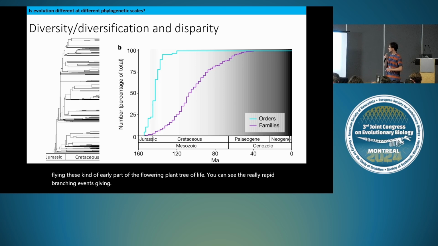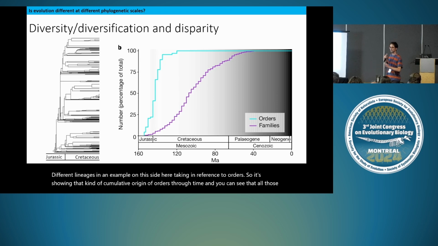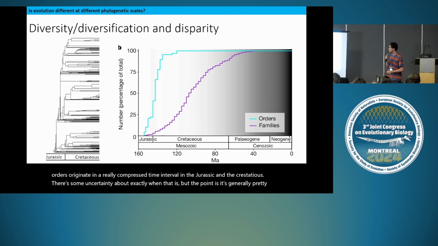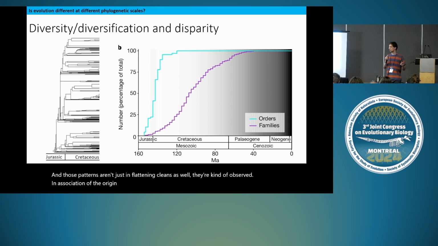And the example on this side, in reference to orders, shows the cumulative origin of orders through time, and you can see that all those orders originate in a really compressed time interval in the Jurassic and the Cretaceous. There's some uncertainty about exactly when that is, but the point is it's generally pretty compressed. And those patterns aren't just in flowering plants, they're observed in association with the origin of major clades at broad phylogenetic scales across the tree of life.